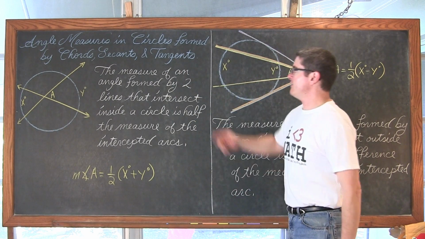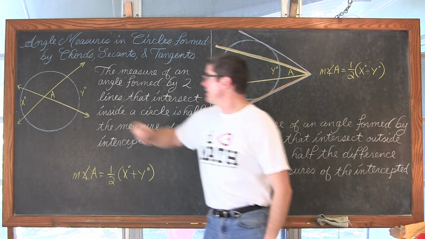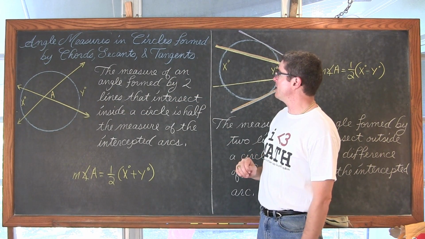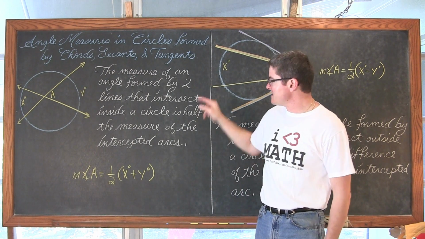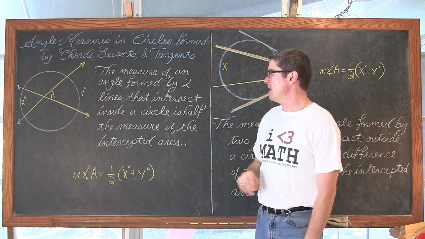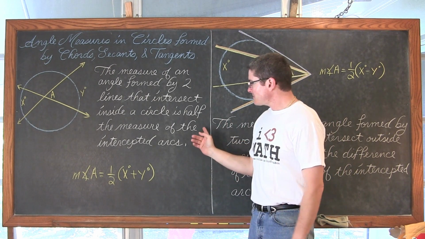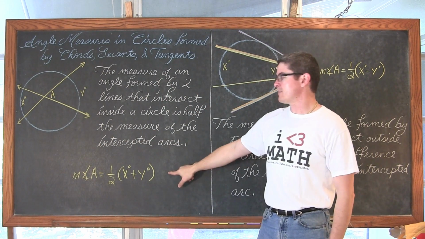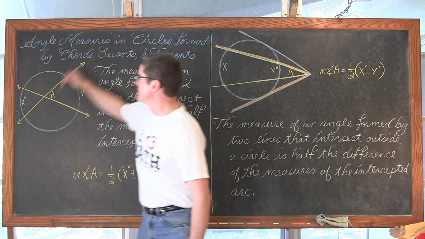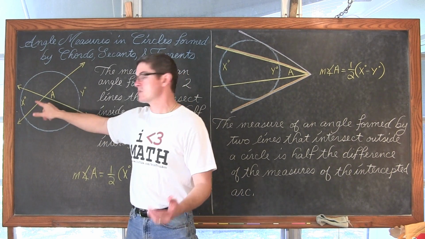So, the measure of an angle, here angle A, formed by two lines that intersect inside a circle is half the measure of the sum, probably should have added that, of the intercepted arcs. So we have two lines intersecting the circle, and the intersection point is inside.